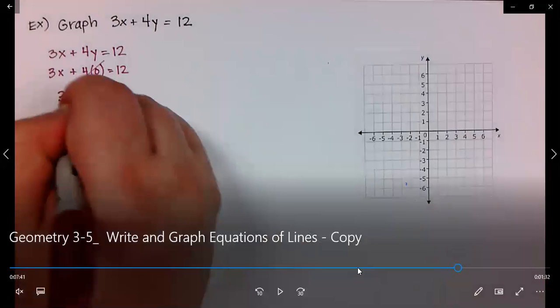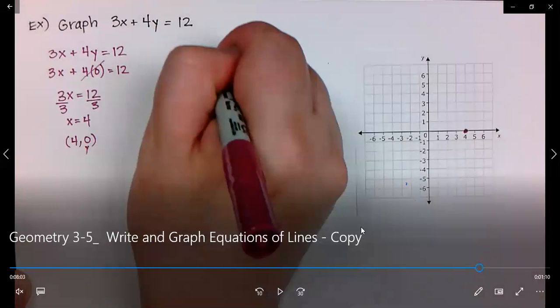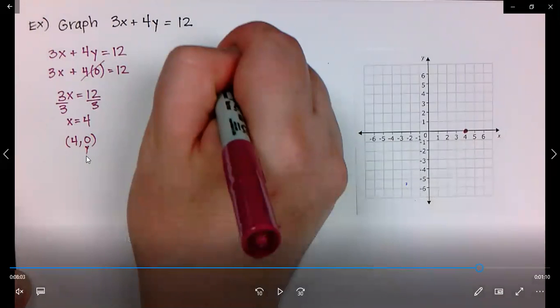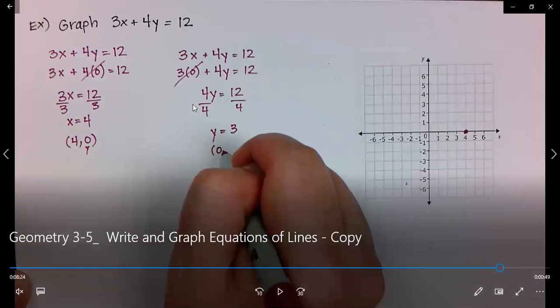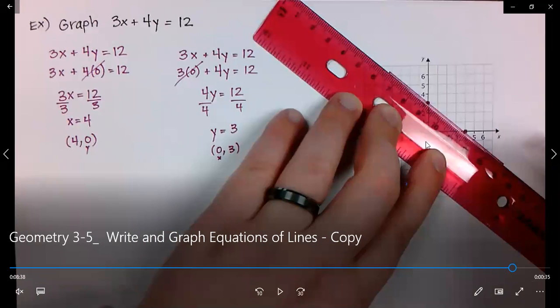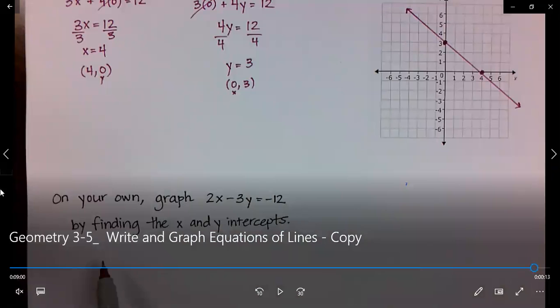If we continue with this question, we will find that x equals 4 when y equals 0. So the x-intercept is 4 and 0. Second, we will find the y-intercept. It will be 0 and 3. Then we will put the x-intercept and the y-intercept on the graph and connect between them.